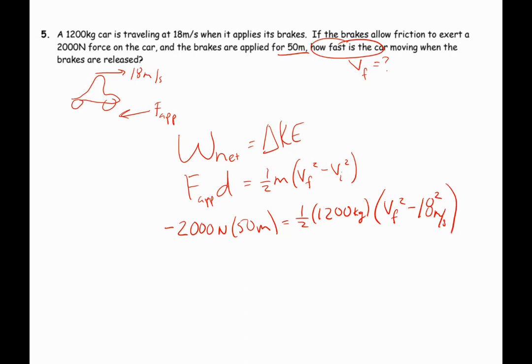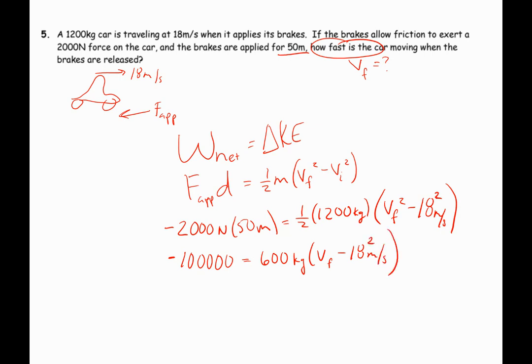And that's where I went wrong. I forgot to include my squared there. I obviously know that that's a squared there. It was just a simple mistake. So what I need to do is take a look at this, and I end up getting negative 100,000 equal to 600 kilograms times V final squared minus 18 meters per second squared.